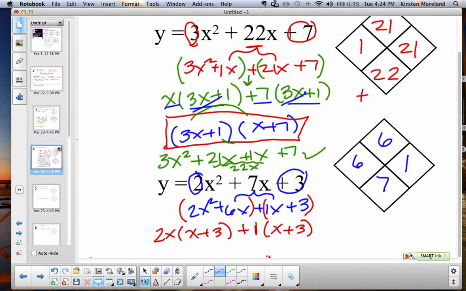Let's see if I can get my page to go down. Well, I can't, so I take out the x plus 3. It's gone. So I write the leftovers next, 2x plus 1. And again, that is the answer, but you should always check by foiling, but I'm not going to, so you can do that on your own.